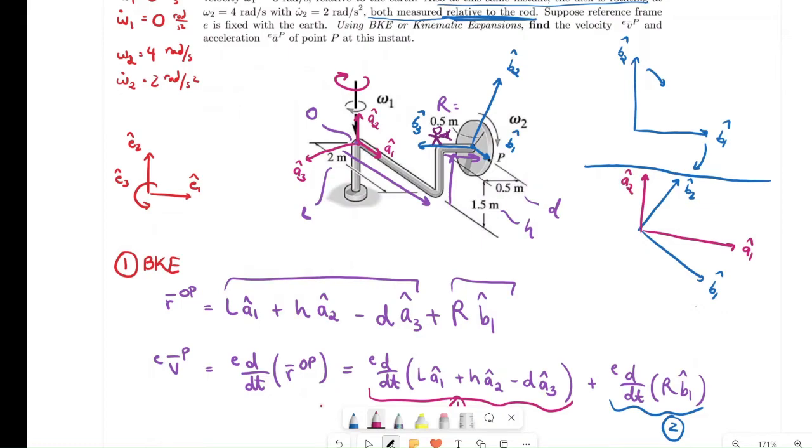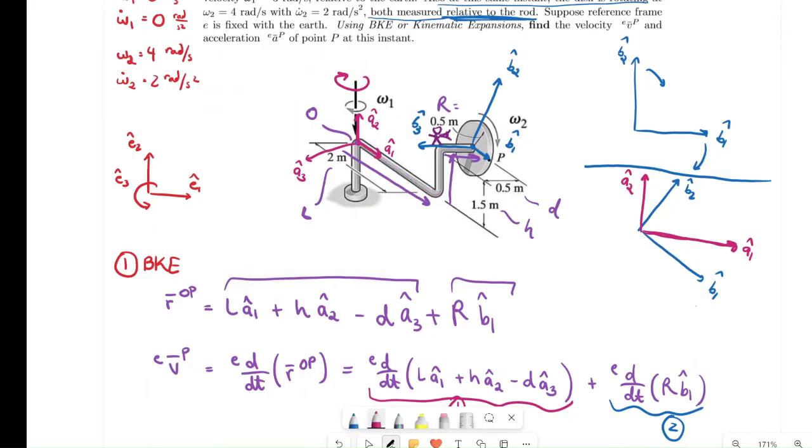So I hope that makes sense. What I'm trying to say is that if I'm standing on the rod, I see the disk frame, the B1, B2 hat vectors, rotating. And the A1 and A2 hat are always going to be in this direction, along the rod. So this is what gives us our vector projection.